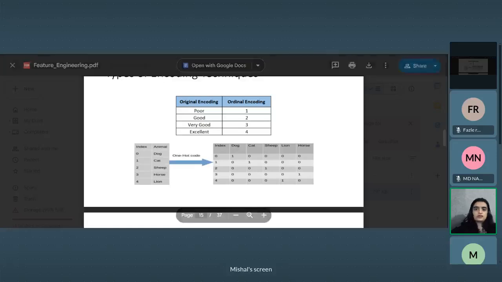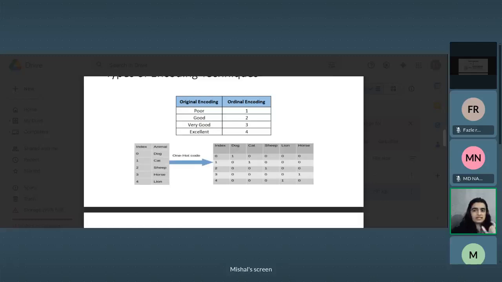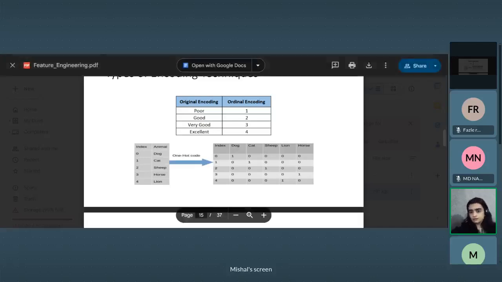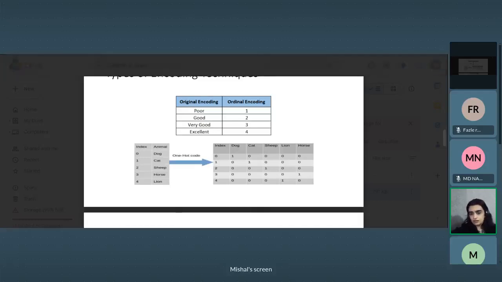So there are different types of categories for different types of columns, either ordinal or nominal. The technique's name is one hot encoding. Why is it one hot? Because there will be just one at a single place, so it is one hot and all others are zero. Here, if we see, one is just at a single place and all other columns are zeros.